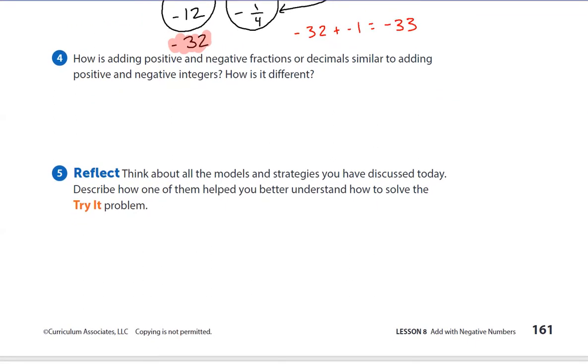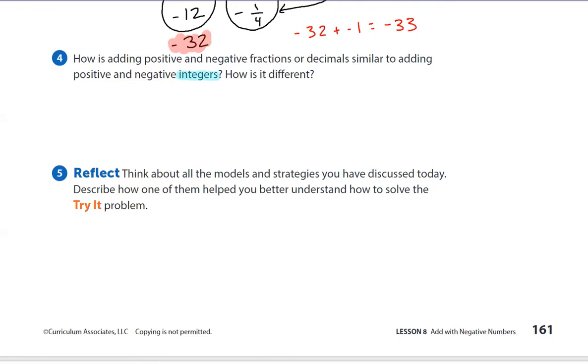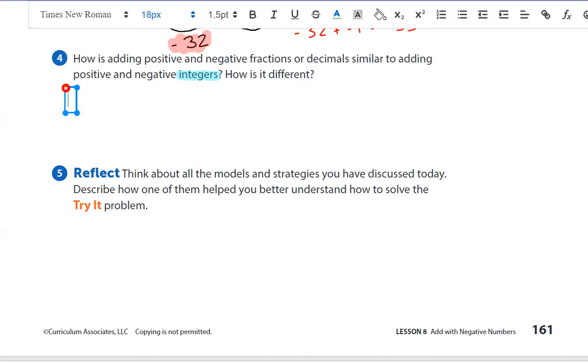Number 4, how is adding positive and negative fractions or decimals similar to adding positive and negative integers? So remember, integers are the non-fractions and decimals. That's the whole numbers, positive or negative. And how is it different? Well, we can't really use integer chips, right? You're not going to get a hammer and break your integer chip into fractions, but we did use the number line with both. They are similar because you can use a number line to find the sum of both.